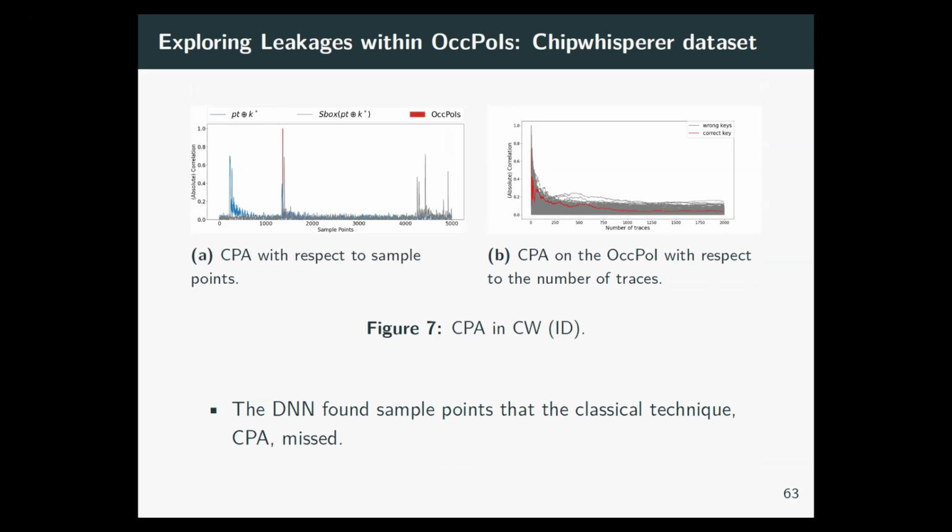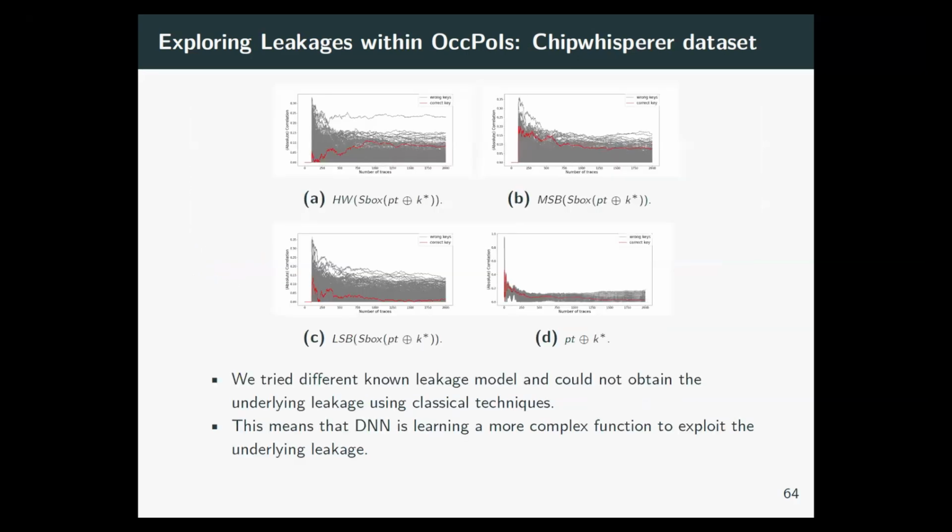However, there are also scenarios where deep neural network actually found sample points that the classical technique actually missed. Over here we use this leakage model, but we also tried different leakage models and still could not recover the secret key. This means that the deep neural network is actually learning a much more complex function than a linear relationship to exploit the underlying leakage.